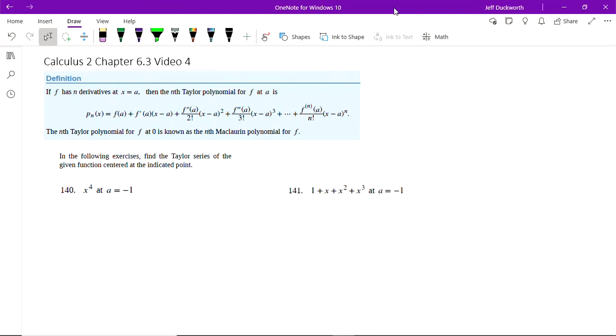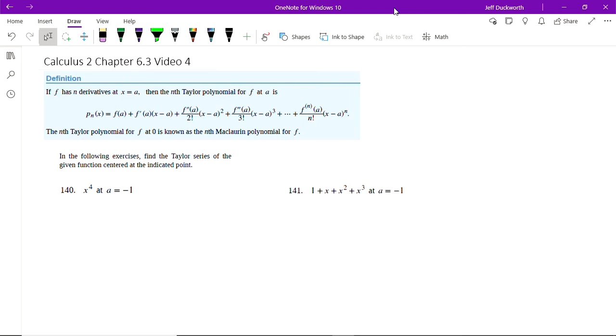This is a new group of problems from your book. In the following exercises, find the Taylor series of the given functions centered at the indicated point. This is similar to what we did before. We did stop at the second derivative, however, or the P2 for these.